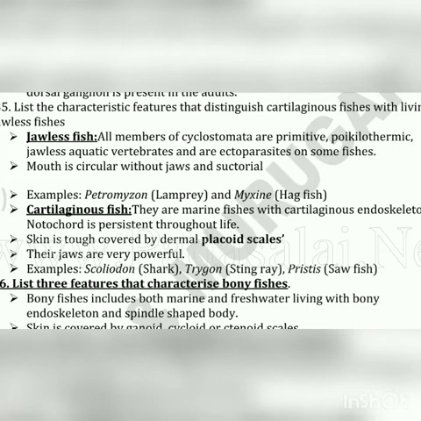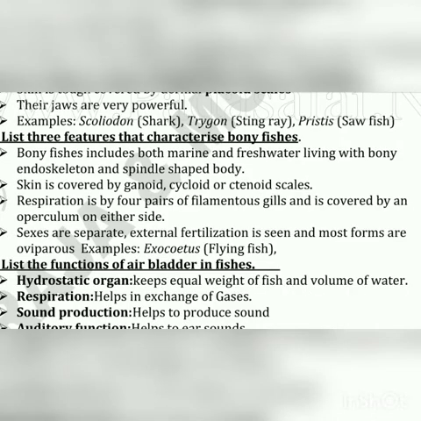Cartilaginous fishes. These are marine fishes with cartilaginous endoskeleton. And notochord is persistent throughout their life. Skin is tough, covered by dermal placoid scales. The jaws are very powerful. Examples for this are shark and stingray. Next we move on to the 36th question. List 3 features that characterize bony fishes. So what are the characteristics of bony fishes? Bony fishes include both marine and freshwater forms living with a bony endoskeleton.